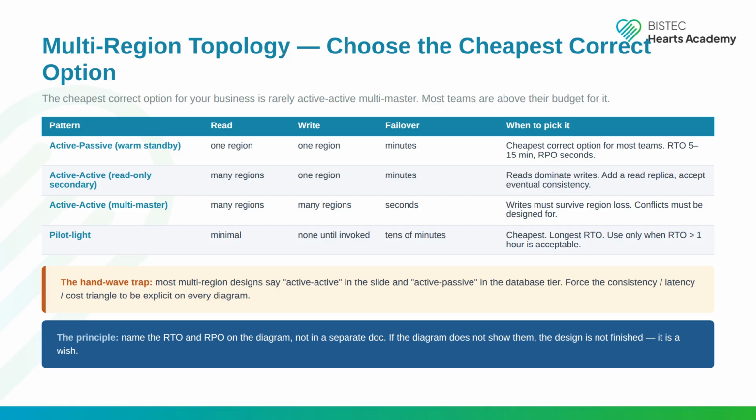The handwave trap. Most multi-region designs say active-active in the slide and active-passive in the database tier. The slide is wrong. The database tier is the constraint. Force the consistency, latency, cost triangle to be explicit on every diagram. The principle: name the RTO and RPO on the diagram, not in a separate doc. If the diagram does not show them, the design is not finished.